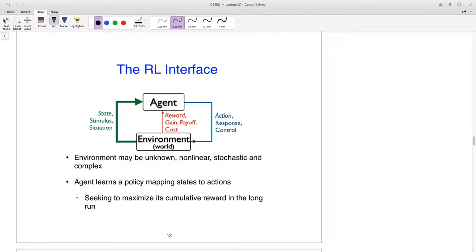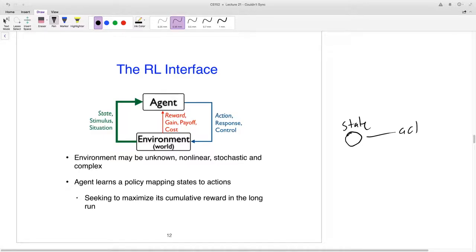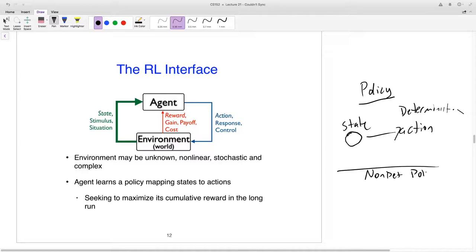So can I have a policy that takes me from a state to an action? Is this sufficient for backgammon? Yes. In fact, this is a deterministic policy. You can imagine a non-deterministic policy that has a state and has various actions that might come out, A1 and A2, with particular probabilities.